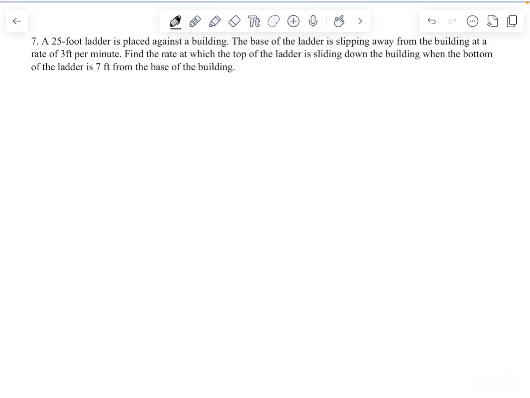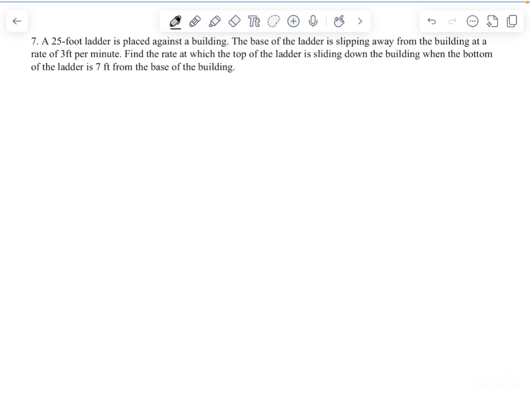Let's begin. A 25-foot ladder is placed against a building. The base of the ladder is slipping away from the building at a rate of 3 feet per minute. Find the rate at which the top of the ladder is sliding down the building when the bottom of the ladder is 7 feet from the base of the building.